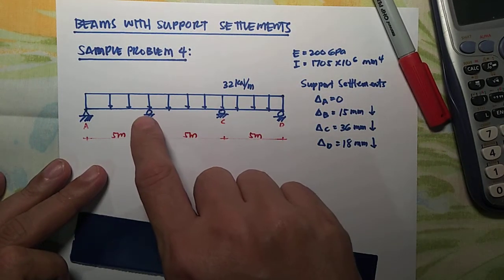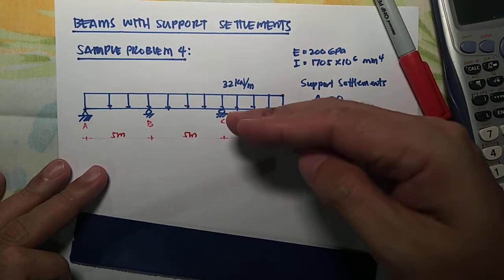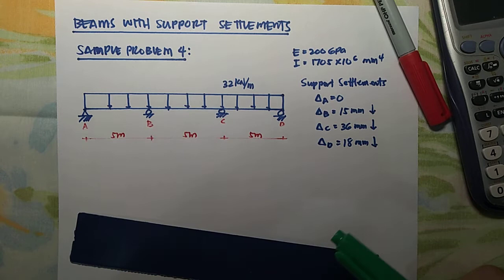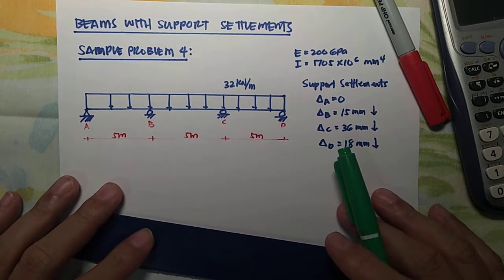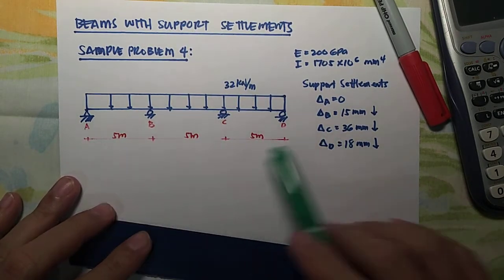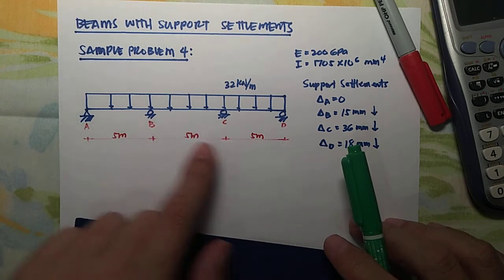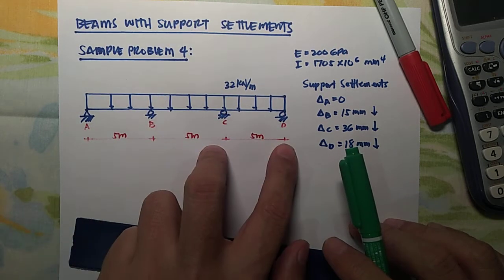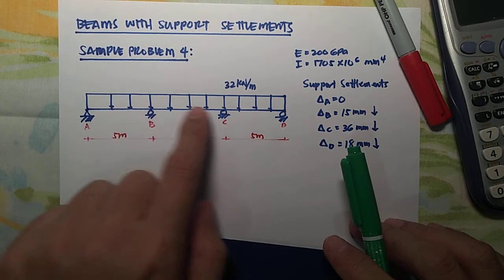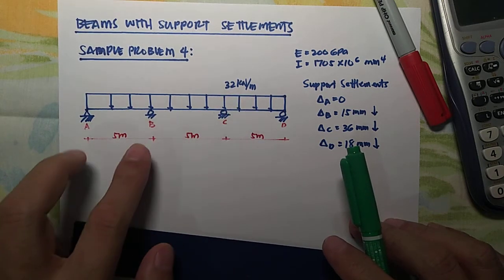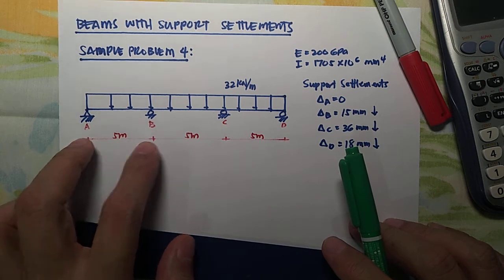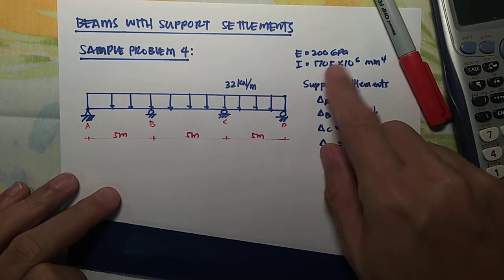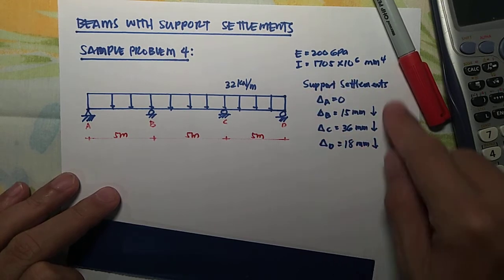Okay, so the supports displace downward, or nag-yield yung mga supports. Okay, so let us analyze this continuous beam. So we have a continuous beam, hinge, roller. So we have 3 spans. Then it is uniformly loaded with 32 kN per meter. The span is 5 meters for each segment. Okay, so the EI values were given and these are the support settlements.